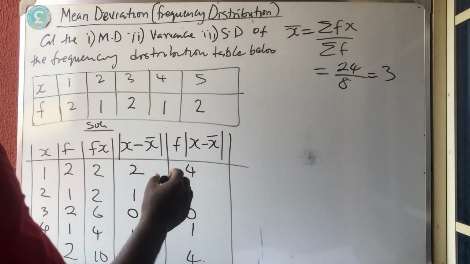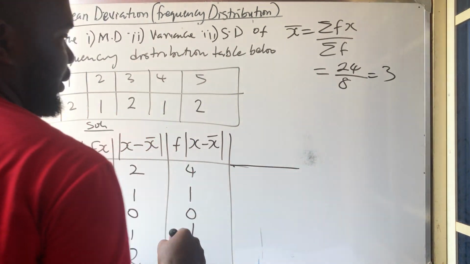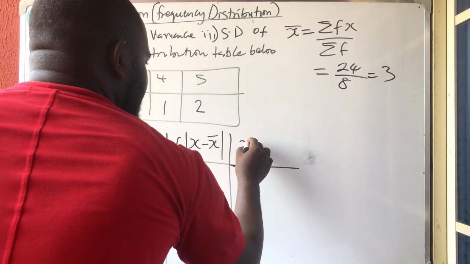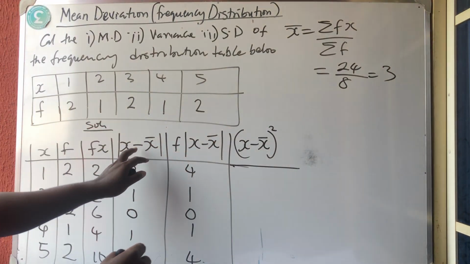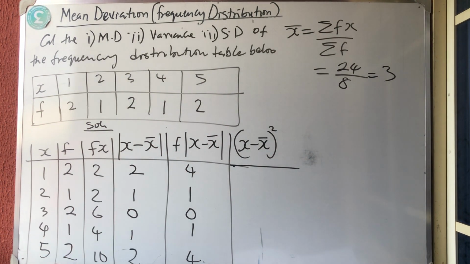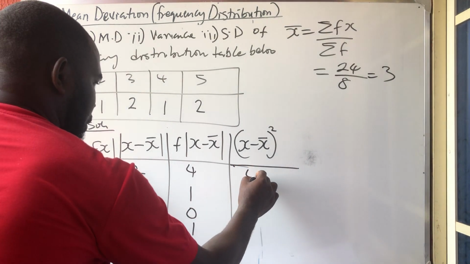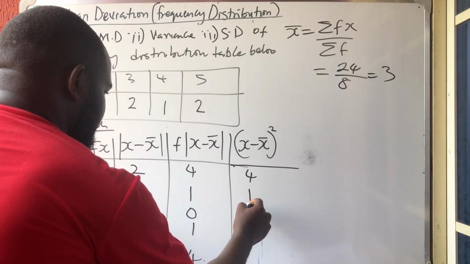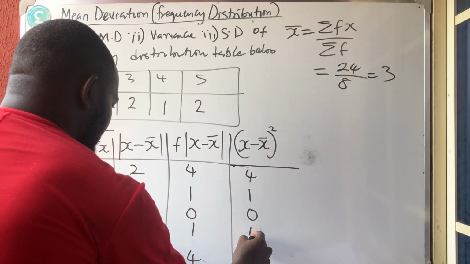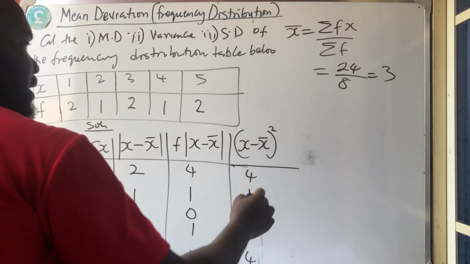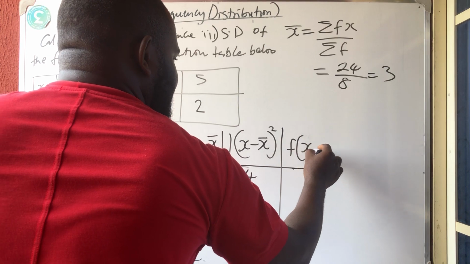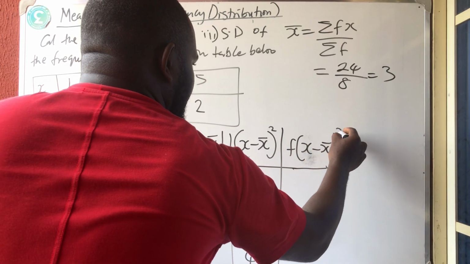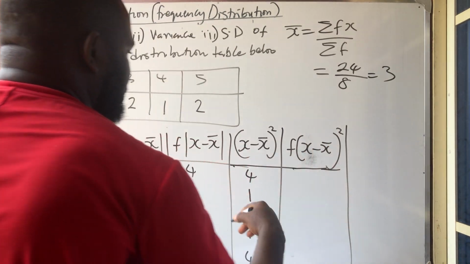Okay. Now the next thing you need, because you are going to calculate variance, is what? x minus x bar all squared. So this one now, square it, the same answer. Okay, 2 squared 4, 1 squared 1, 0 squared 0, 1 squared 1, 2 squared 4. Now the next thing you need is what? Your f times this x minus x bar all squared. Okay, and that is all you need.